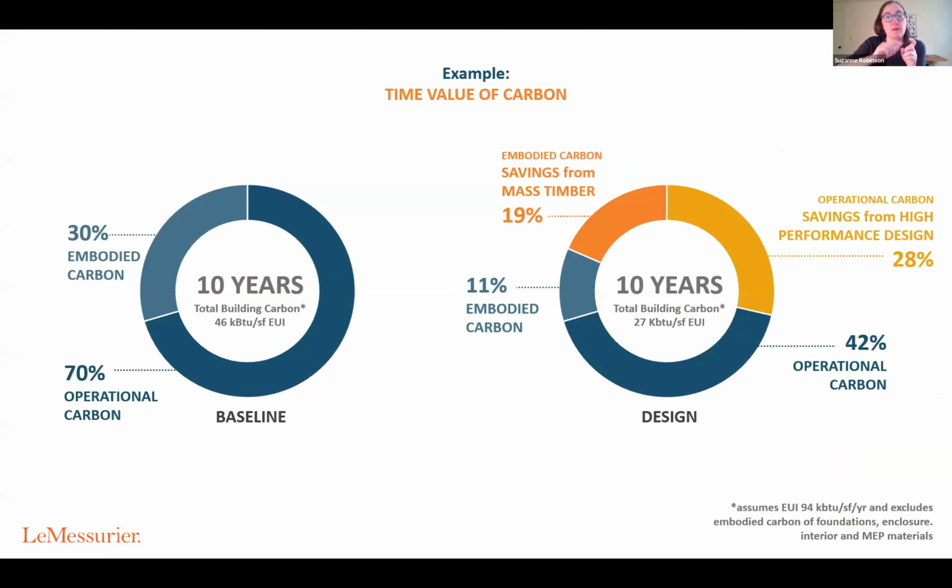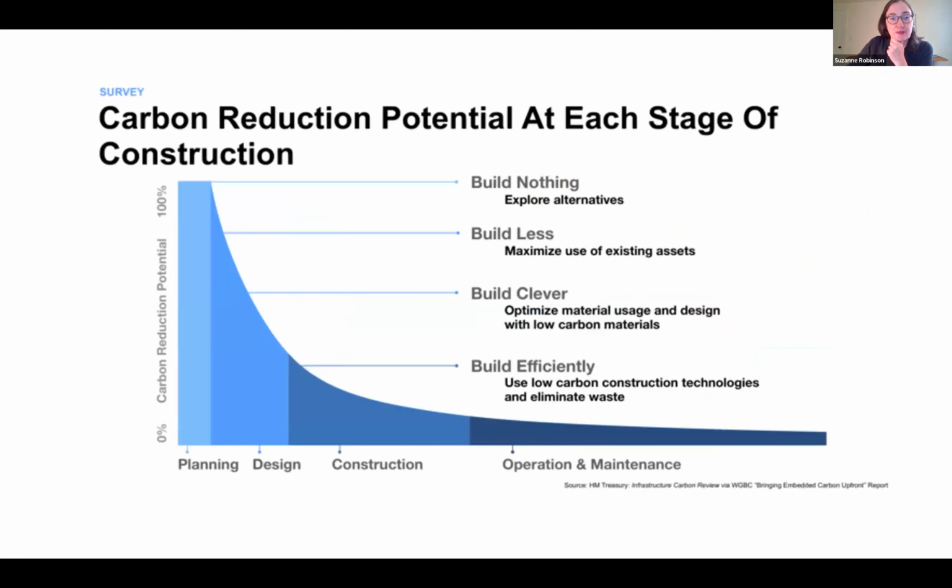When we take a look at this example and put it in relationship to the operational energy and the embodied carbon, we're specifically looking at the 10 years because that's the time value of carbon that we want to focus on. For this project, they were targeting a certain operational energy reduction, about 28% savings based on a high performance building, both on the mechanical and envelope side of things. But then looking at the impact on embodied carbon by switching over to mass timber, you can see that has a huge impact as well. And so it's something to consider as you're going through and looking at all your different options.